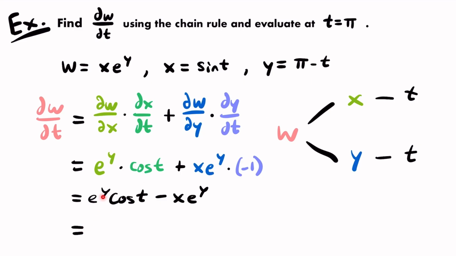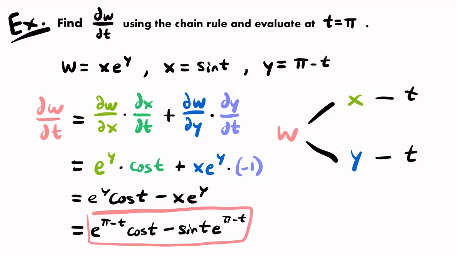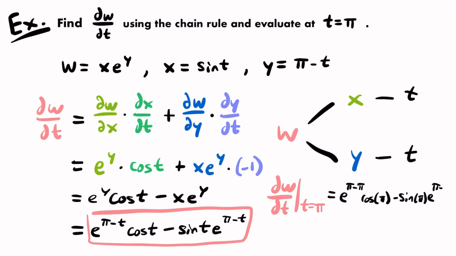Okay, so remember, y is equal to pi minus t, and x is sine t. So we get e to the power of pi minus t times cosine t minus sine t times e to the power of pi minus t. All right, and so that is dw dt, but then let's evaluate it at pi. So we'll have dw dt evaluated at t equals pi will be equal to e to the power of pi minus pi times cosine of pi minus sine of pi times e to the power of pi minus pi.